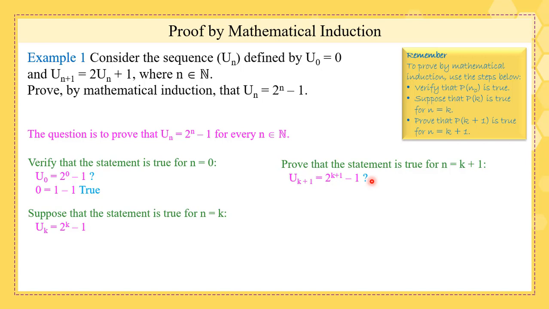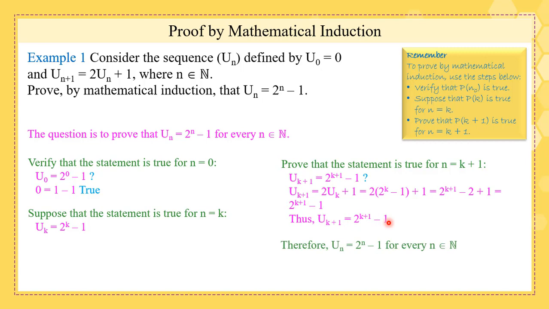Now, how do we prove it? We have to use our mathematical knowledge. Let's see. What is uk plus 1 from the given? uk plus 1 is 2 uk plus 1. And then if we replace uk by 2 to the power k minus 1 from here, and then we add 1, we get 2 to the power k plus 1 minus 2 plus 1, which is 2 to the power k plus 1 minus 1, and this is what we need. Thus, we can say that uk plus 1 is 2 to the power k plus 1 minus 1. This is true. Therefore, un is 2 to the power n minus 1.